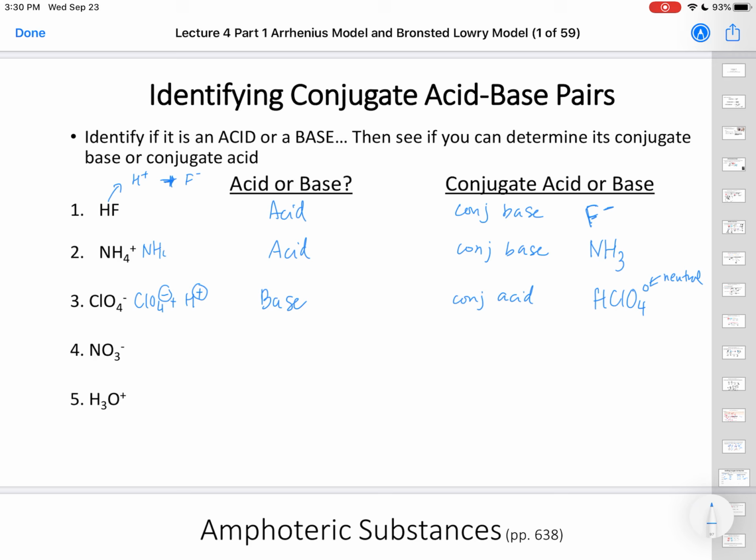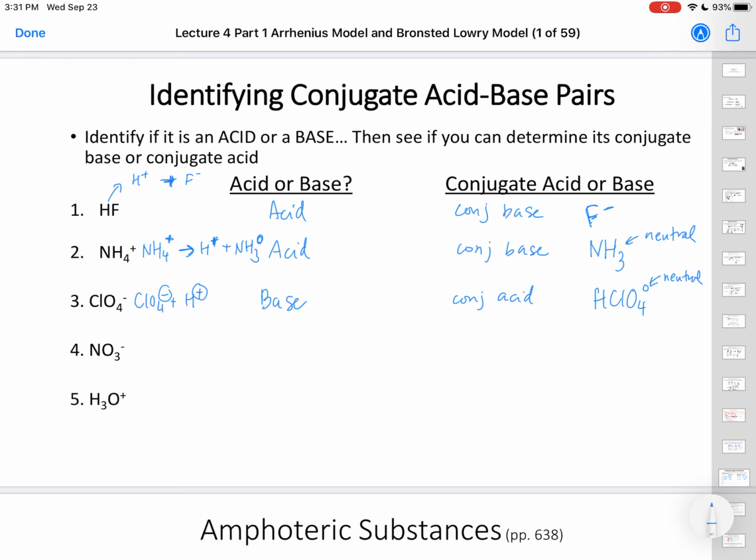Okay, same thing here, NH4 plus. It gives away an H plus, so what's left over is NH3. And again, it must be neutral because neutral and plus, if you imagine this arrow as an equal sign, must equal plus. So that's why, again, this is neutral.